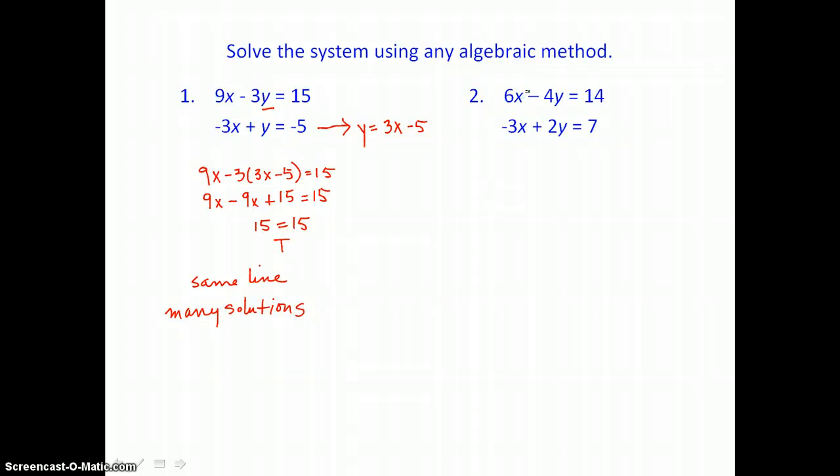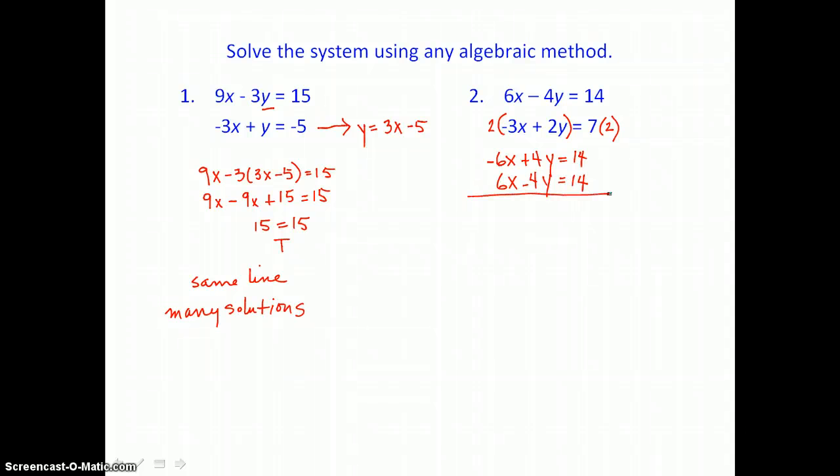Okay, in the second example, I'm going to use elimination, and I'm going to choose to multiply the second equation by 2 so that I have positive 6x added to negative 6x, and I'll get 0 when I add them together. So I'll distribute through the second equation. 2 times negative 3x is negative 6x, 2 times 2y is 4y, and on the right hand side 7 times 2 is 14. Now I'm going to add that to 6x minus 4y equals 14, the first equation.